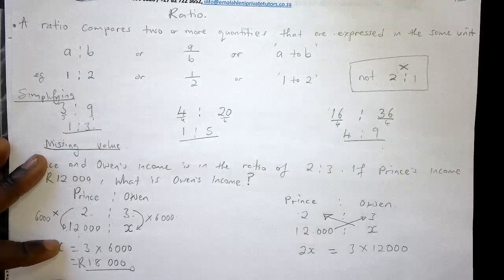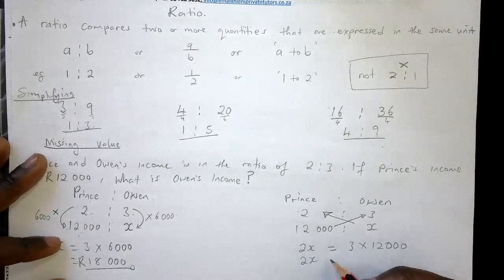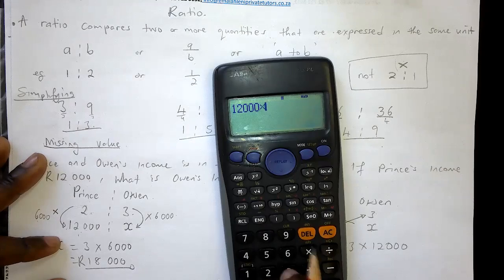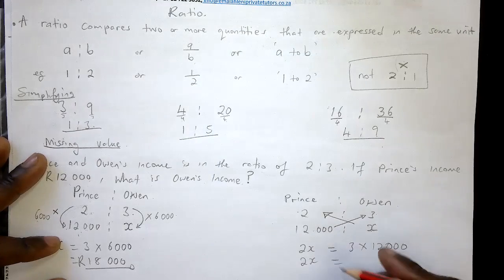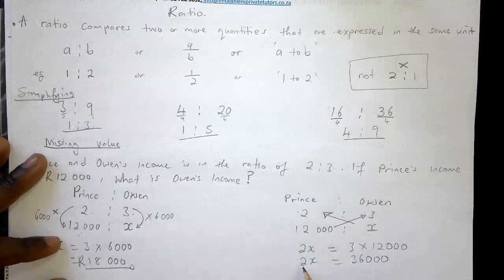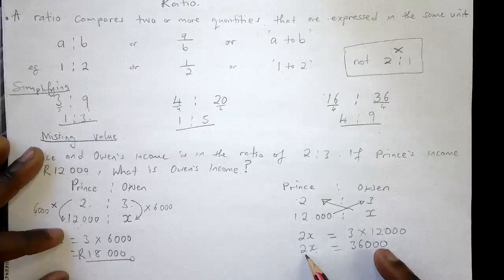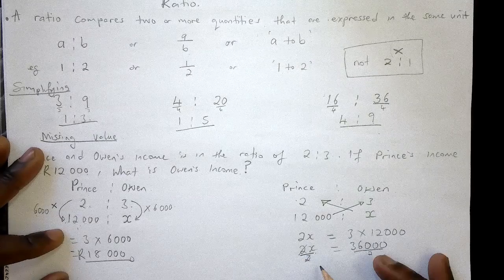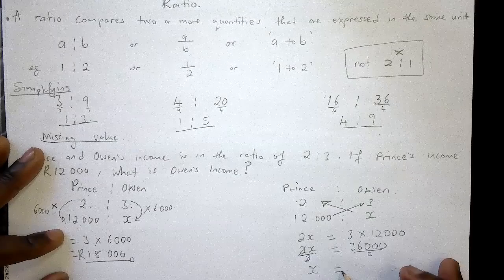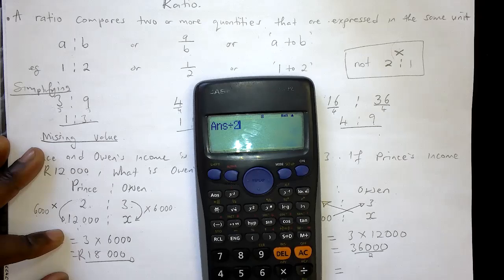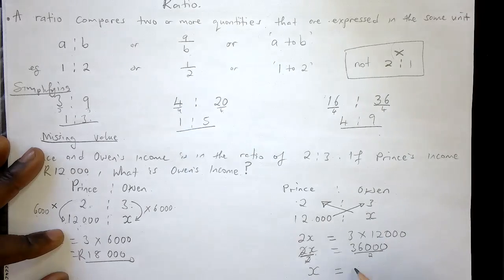Okay, now what do we get there? 2x is going to be equal to 12,000 times 3, we get 36,000. Now, how do we remove the 2 here? We divide both sides by 2. So 2 divided by 2 gives us 1, then x is going to be equal to 36,000 divided by 2, we get 18,000.